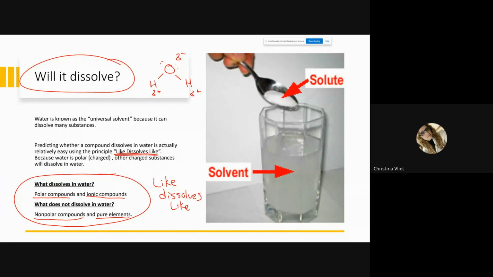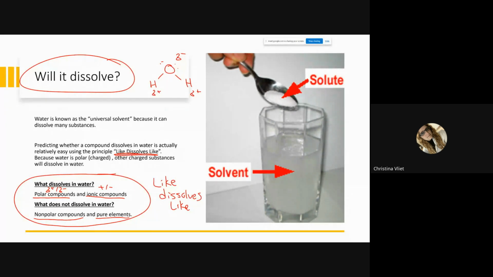We're going to do something when we get to oxidation where we actually have to get the salt off of the aluminum foil before we can react it. The top layer we have to get off, and then you can react the rest and oxidize it. So what dissolves in water? Polar compounds and ionic compounds. Pretty much anything that has charges like water. And what does not dissolve in water? Non-polar compounds, because no charges, and pure elements, because once again no charges. Polar compounds dissolve because they have charges, and ionic compounds because they also have charges. And that's what we call "like dissolves like."